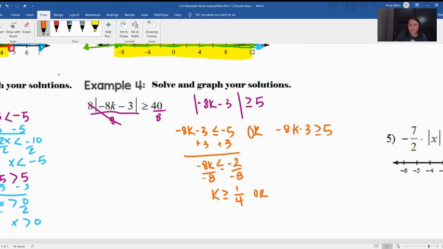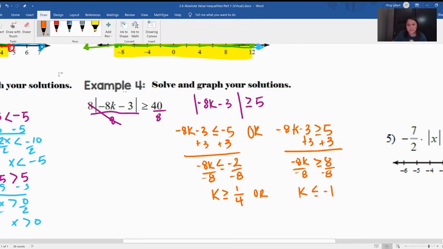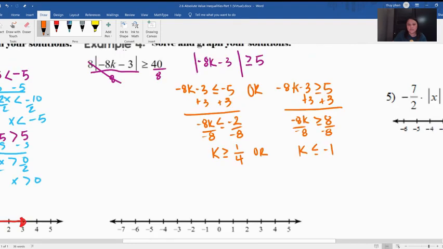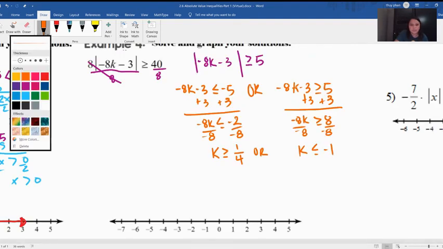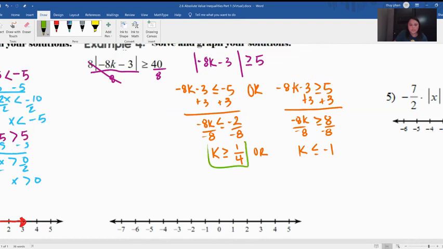Or let's go ahead and figure out the other option. Add 3. Let's have negative 8k is greater than or equal to 8. And look what happens again. We're dividing both sides by a negative, so we're going to reverse the symbol again. So k is less than or equal to negative 1. Our solution states that your answer can be k is greater than or equal to 1/4, or k is less than or equal to negative 1.